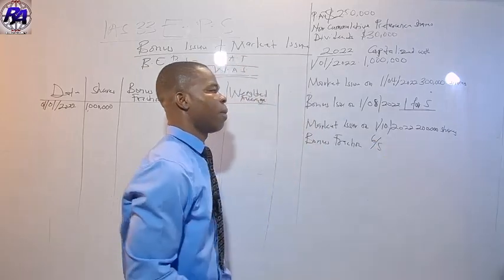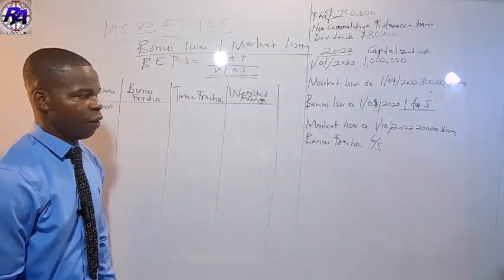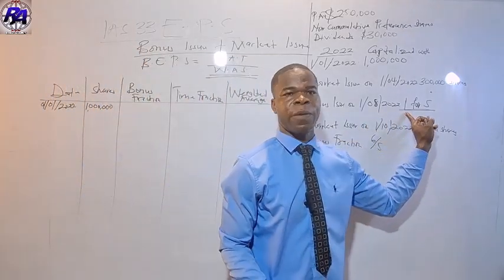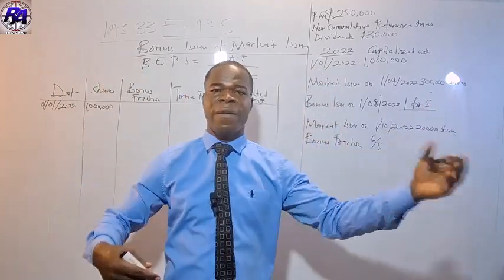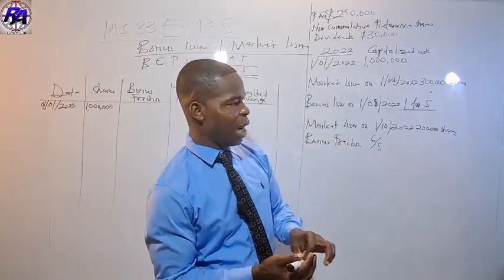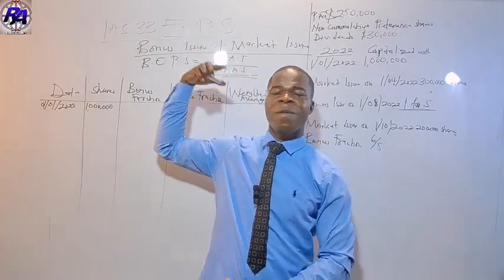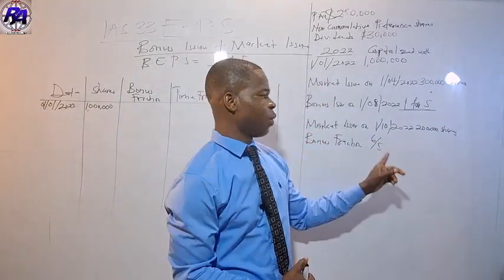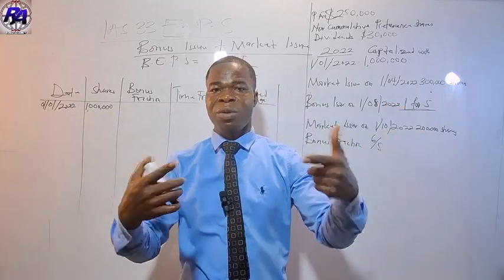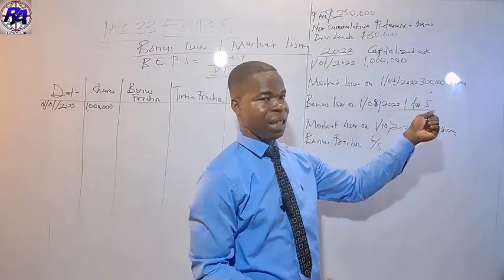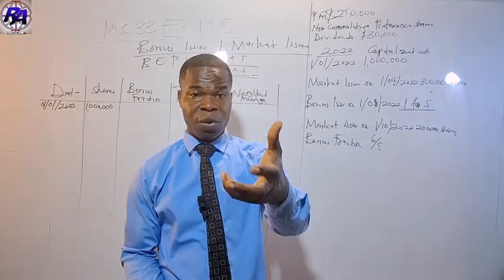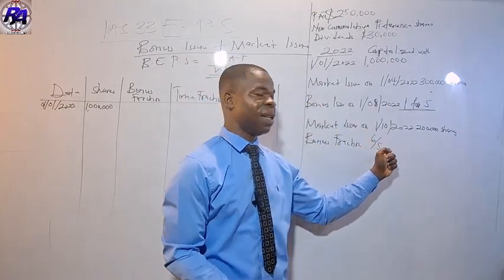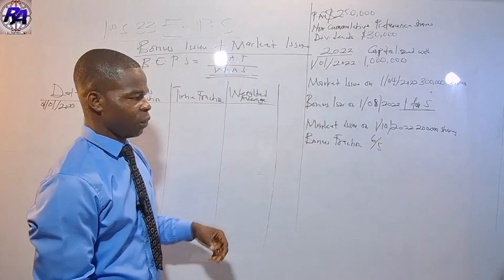That is going to be our bonus fraction, 6/5. Remember, this is 1 new share for every 5 existing shares. So the 5 is the existing. At the end of the bonus issue, as a shareholder you are going to have 6 shares against the existing 5. That becomes the bonus fraction.